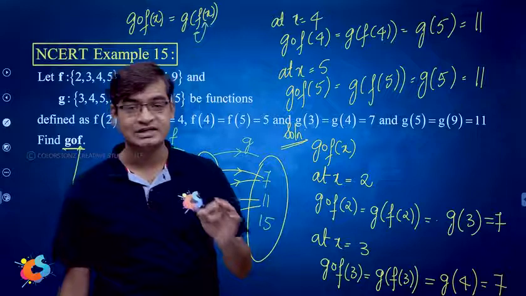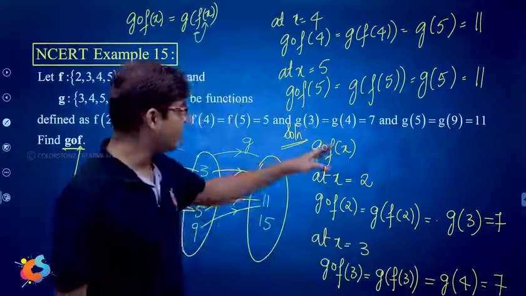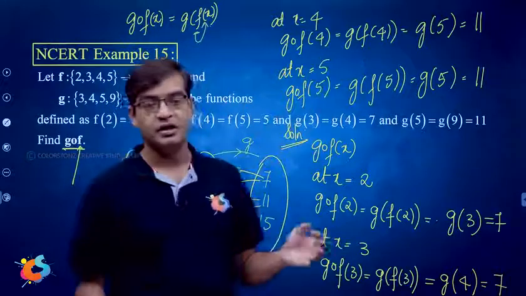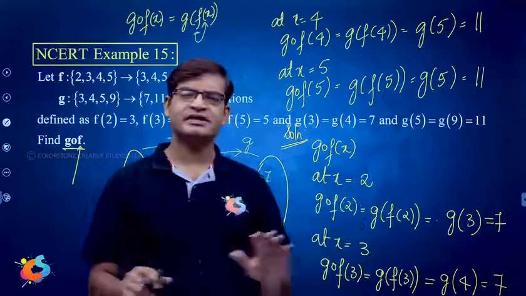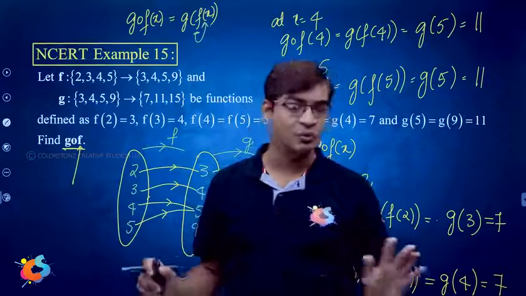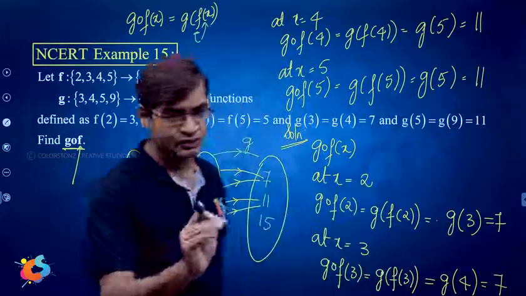We found out what is G circle f of x, and for different values of x, what are the outputs. X will come from the domain of f. This we have clearly understood. There is no problem at all. Correct? Let us take the next question.